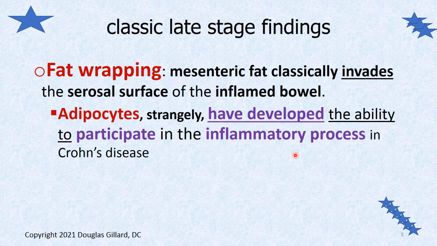Another phenomenon is called fat wrapping. So this is interesting. Because of the full thickness inflammation of the bowel, some of the mesenteric fat that's out in the peritoneal cavity can help. The fat cells can come in, invade the intestine and try to help snuff out the inflammation. And the intestine can become wrapped in fat, which is basically thousands and millions of adipocytes trying to help fight the infection. That's called fat wrapping.